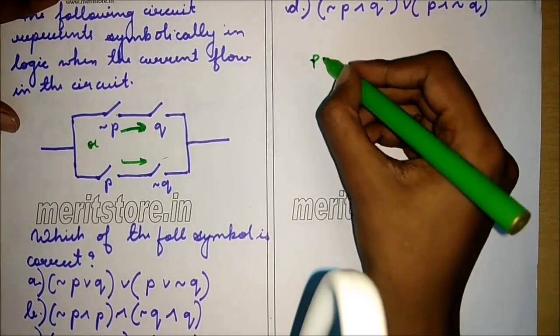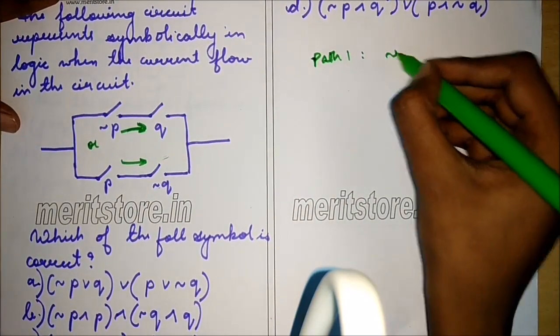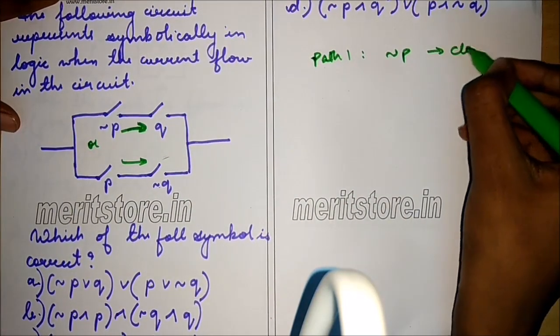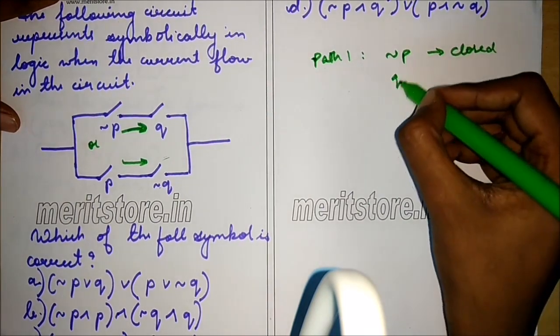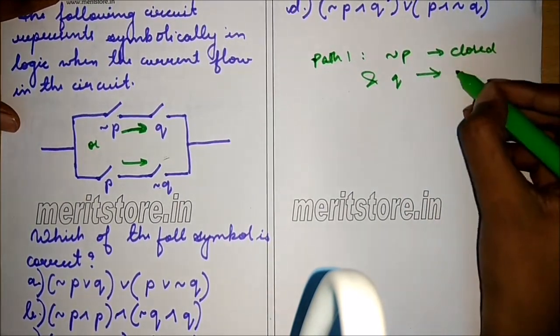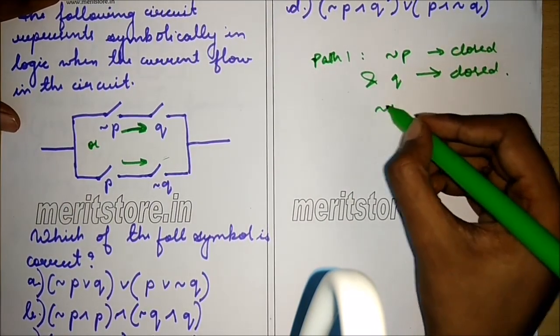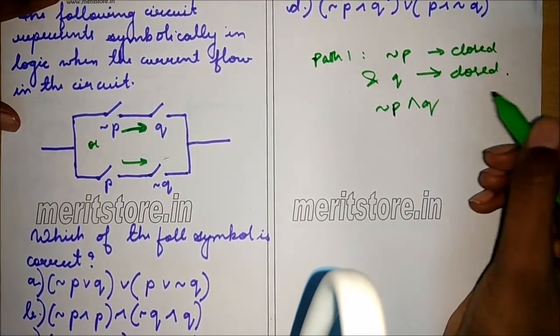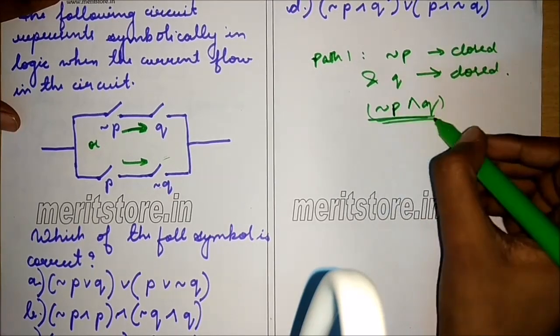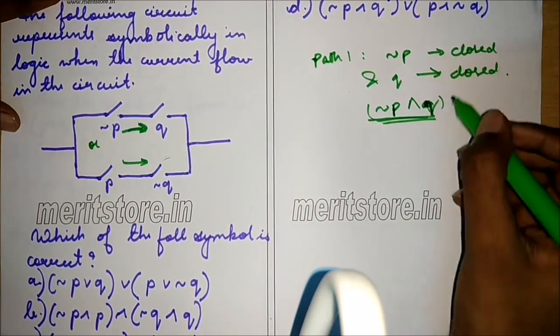So path 1 for current is negation P is closed and Q should be closed. So symbolically it can be written as negation of P and Q. So this is one part where current will flow. Both should be closed.